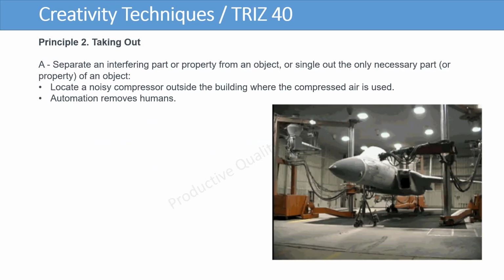Principle 2. Taking out a separate and interfering part or property from an object, or single out the only necessary part or property of an object. Locate a noisy compressor outside the building where the compressed air is used. Automation removes humans.